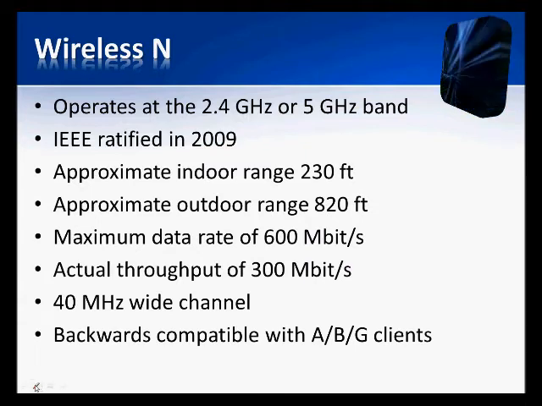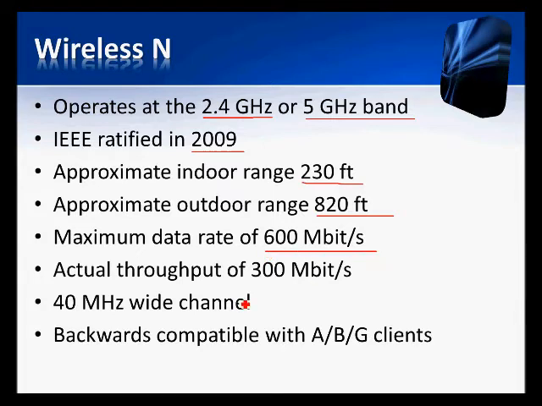And now let's look at the newest technology, 802.11n. It can operate at the 2.4 or 5 gigahertz band. It was officially ratified in 2009. Its approximate indoor range is 230 feet. It has an approximate outdoor range of 820 feet. Much faster speeds, 600 megabits per second maximum data rate, and a 300 megabit per second actual throughput.